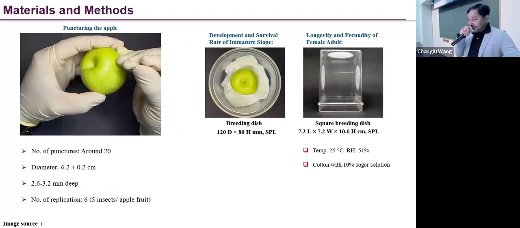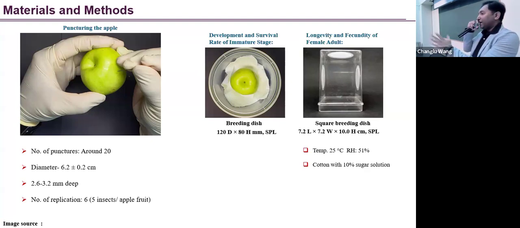So what I did, I punctured the apple fruit, around 20 punctures around the apple fruit. I used apple fruit whose diameter is 6.2 centimeter. And I did the puncture using an insect pin, 2.6 to 3.2 millimeter deep, not too much, just a little puncture. And there's a sister application I tried.